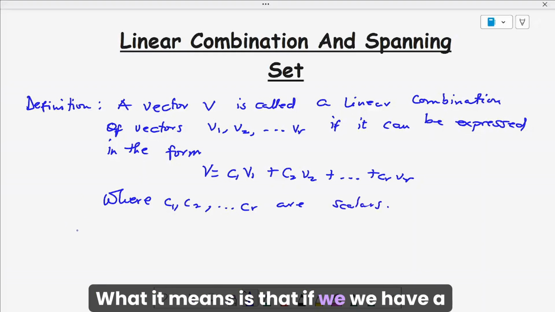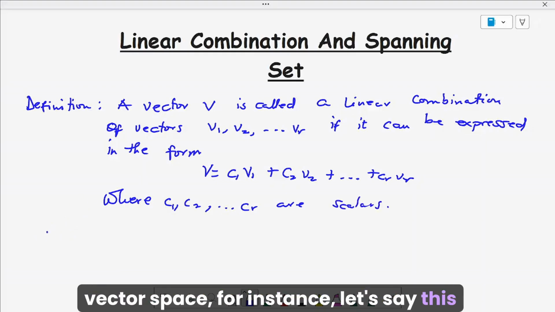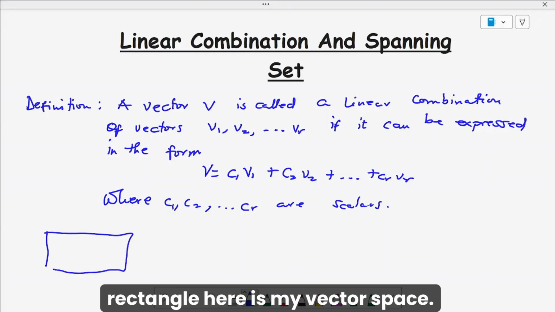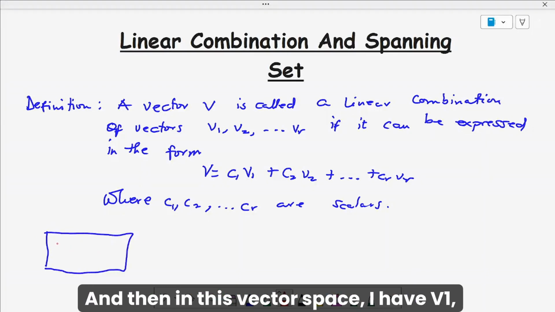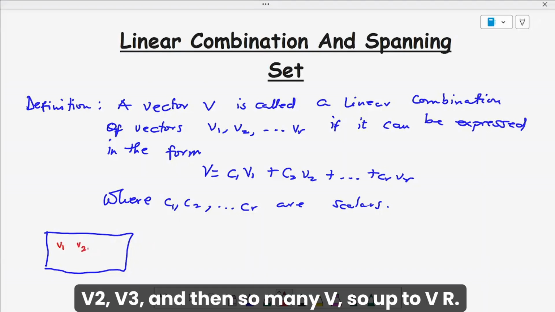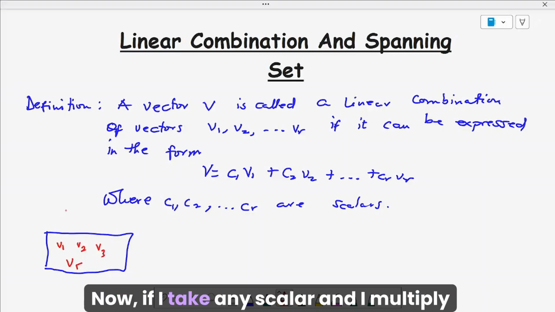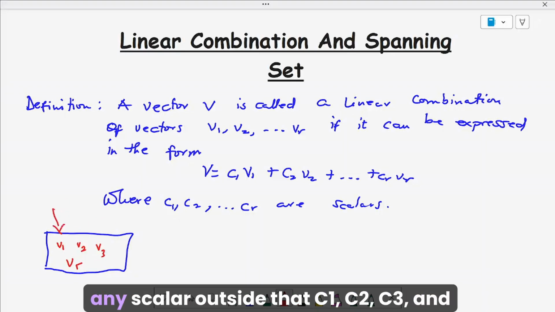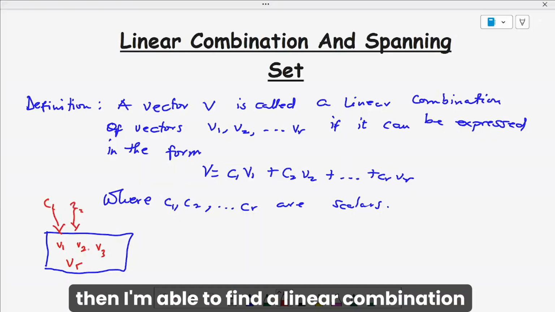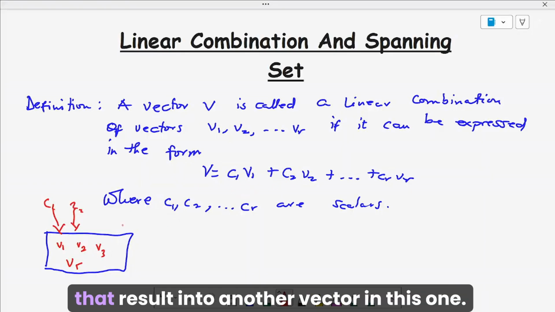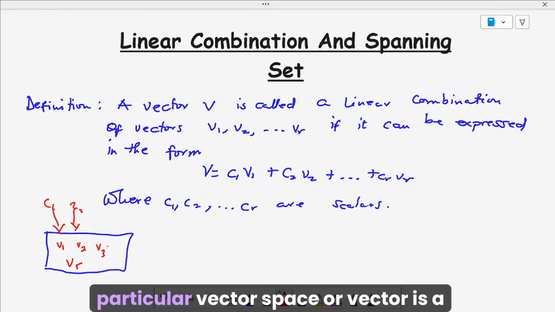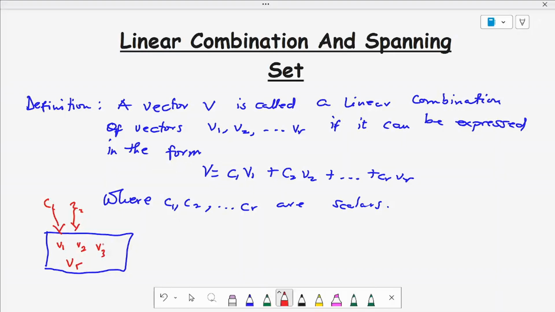What it means is that if we have a vector space, for instance, let's say this rectangle here is my vector space, and in this vector space I have V1, V2, V3, and so many V's, up to VR. Now, if I take any scalars and multiply them, that's C1, C2, C3, and I'm able to find a linear combination that results in another vector in this one, then we are going to say that that particular vector is a linear combination. That is what we mean.